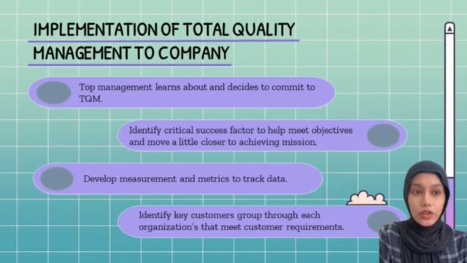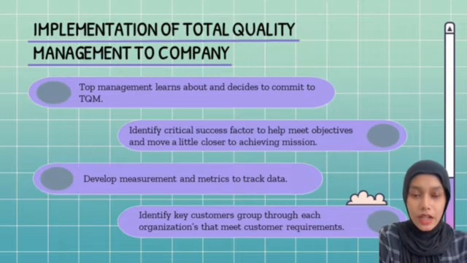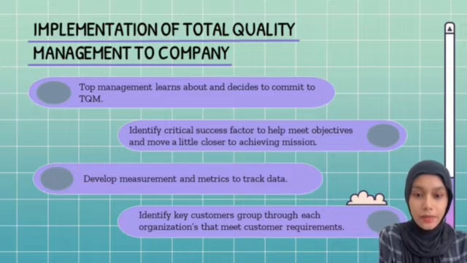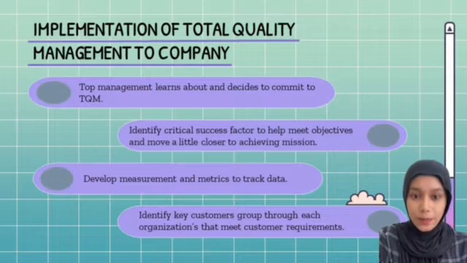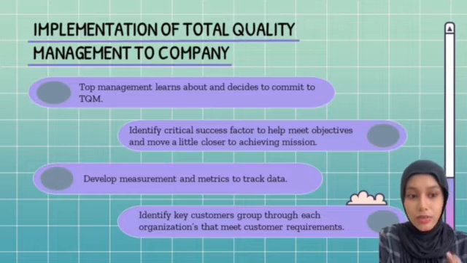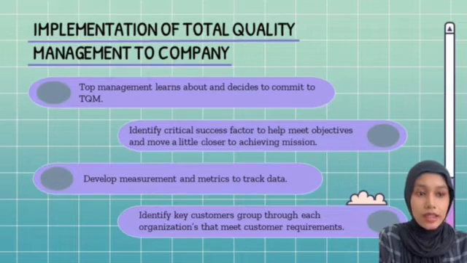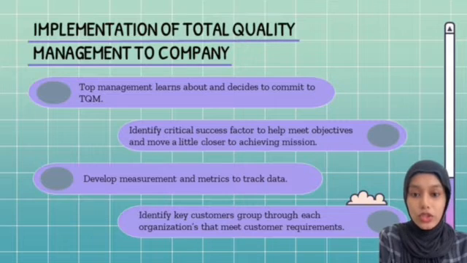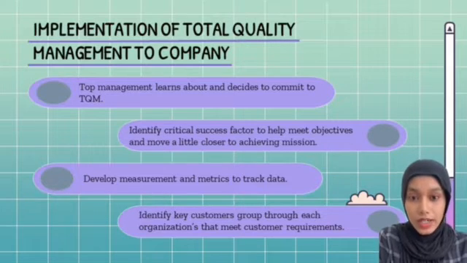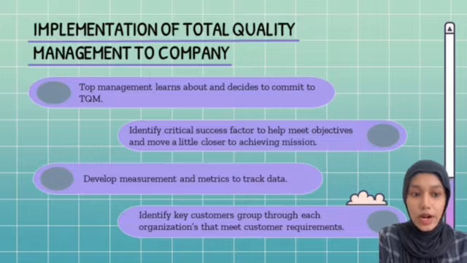For implementation of total quality management in a company, the first step is top management learns about and decides to commit to total quality management. The second step is to identify critical success factors to help meet objectives and move a little closer to achieving the mission, such as financial performance, customer satisfaction, process improvement, and product quality. The third step is to develop measurements and metrics to track data. Once critical success factors are identified, there needs to be a measurement part in place to monitor and track demands.